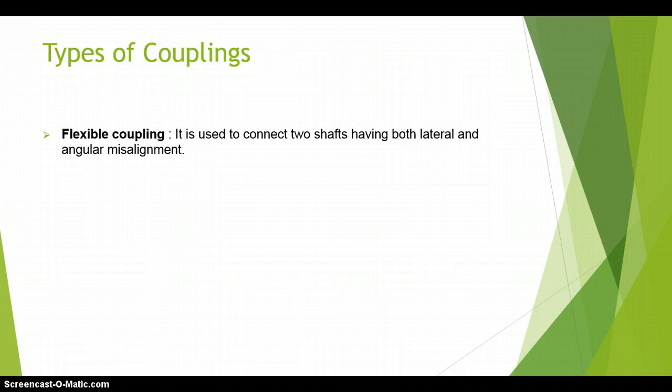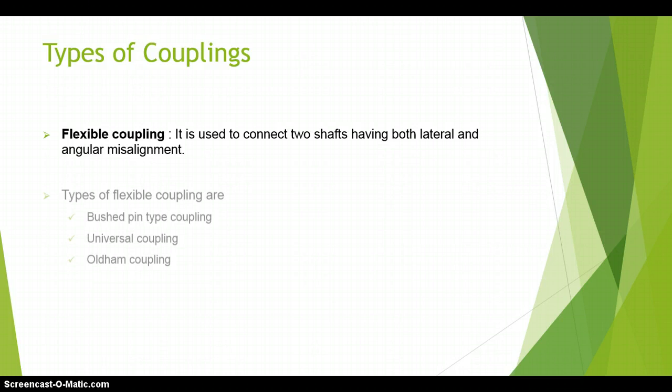Flexible coupling is the second category of couplings. Flexible coupling is used to connect two shafts having both lateral and angular misalignment. But here the amount of lateral and angular misalignment is very small. The lateral misalignment is 0.5 mm or less, whereas for angular it is near about or less than a 5-degree angle. That is the range of misalignment in the case of flexible coupling.